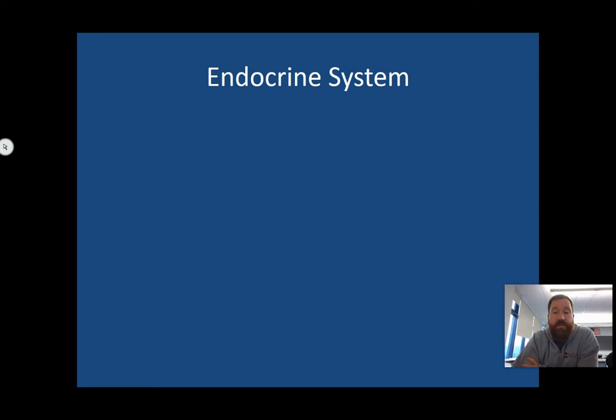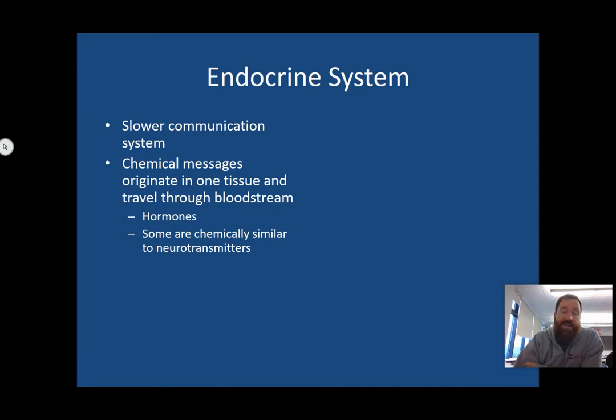The nervous system is extremely fast, right? Think about the speed of neurotransmission. We're talking milliseconds or nanoseconds. The endocrine system is a lot slower. It also works with chemical messages, but instead of being in the nerves or nervous system or cerebrospinal fluid, they travel in the bloodstream.